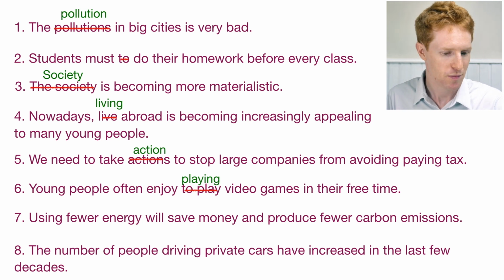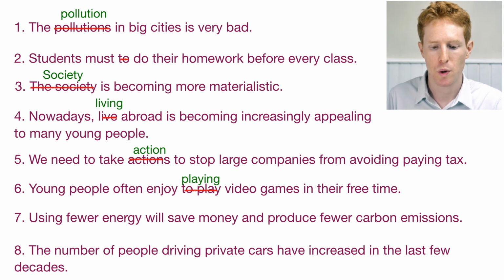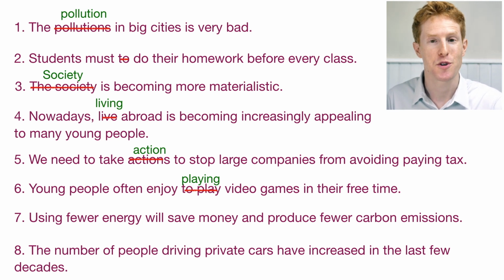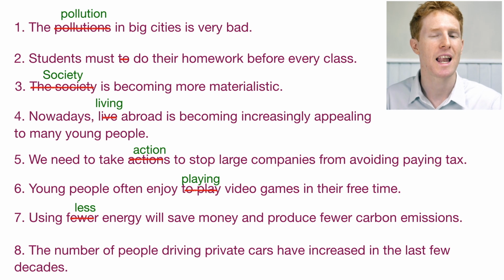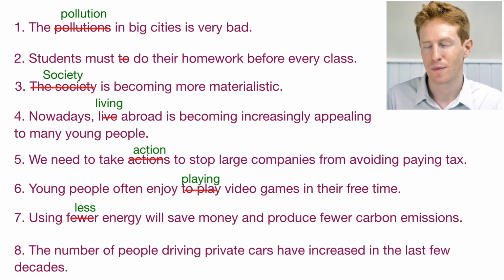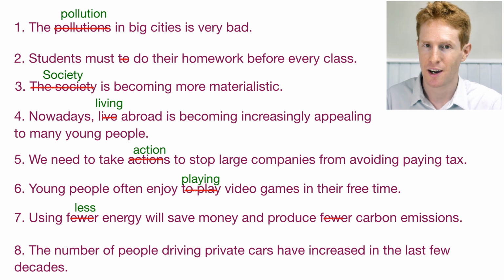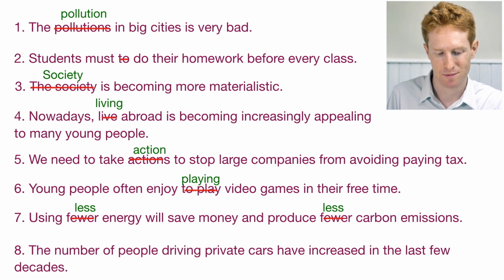Number 7. Using fewer energy will save money and produce fewer carbon emissions. So 2 mistakes here. The first one is fewer, we should say less. So using less energy. And that's because energy is uncountable. And it's not fewer carbon emissions, because again, uncountable. It's going to be less carbon emissions.